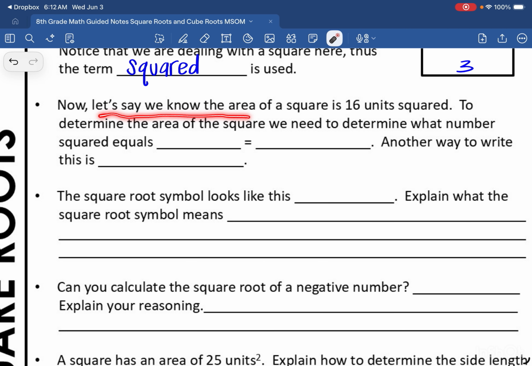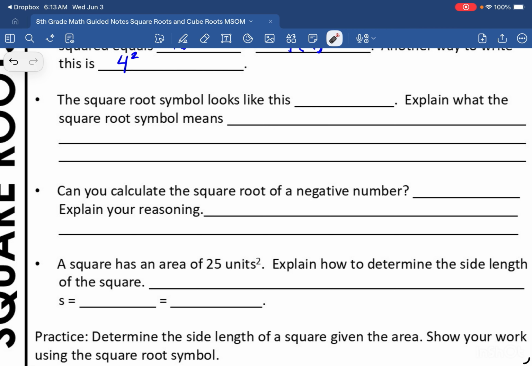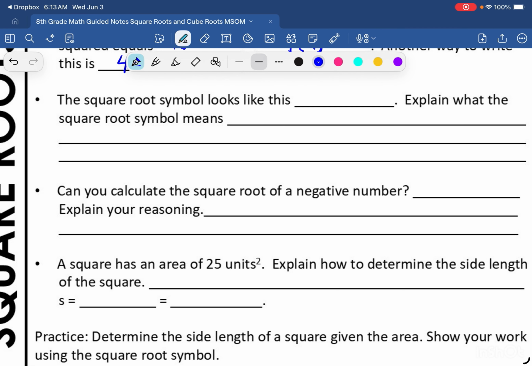Now let's say we know the area of a square is 16 units squared. To determine the side length of the square, we need to determine what number squared equals 16. So if we're going backwards, we need to figure out what times what equals 16. So remember, 16 is the same as 4 times 4. Another way to write this is 4 with the superscript of 2, or 4 squared. The square root symbol looks like this.